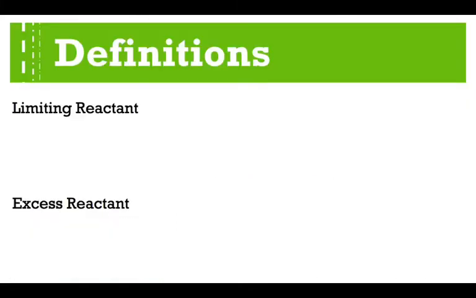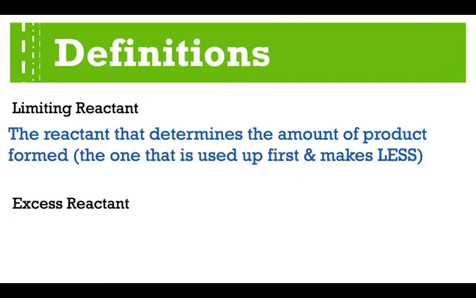So, what is a limiting reactant anyway? Well, the definition is the reactant that determines the amount of product formed in a chemical reaction, which means this is the substance that's used up first and makes less. We've talked about chemical reactions being like recipes, and we don't always mix things in quite the perfect amounts so that they make a perfect recipe. We might have more of one thing than another.